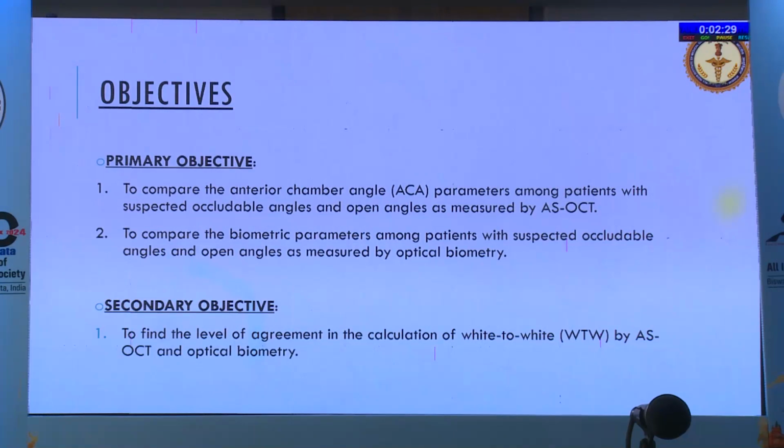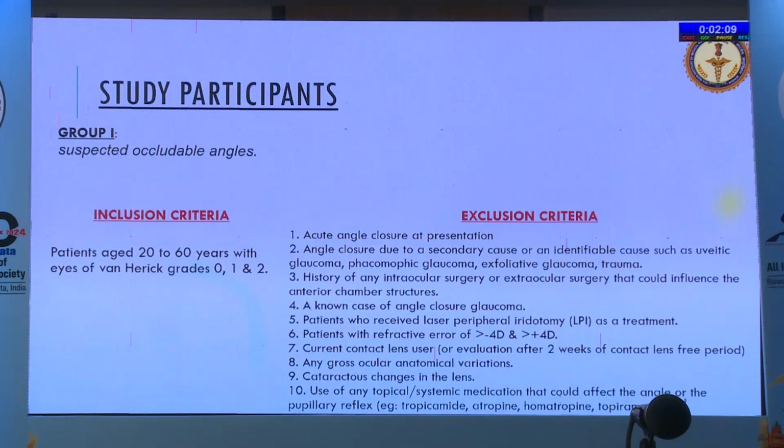So the primary objectives were to compare the anterior chamber angle parameters that were measured by AS-OCT in suspected occludable angles and open angles, and the second one was to compare the biometric parameters using optical biometry between the two groups. The secondary objective was to find the level of agreement in the calculation of white-to-white and CCT by AS-OCT and optical biometry.